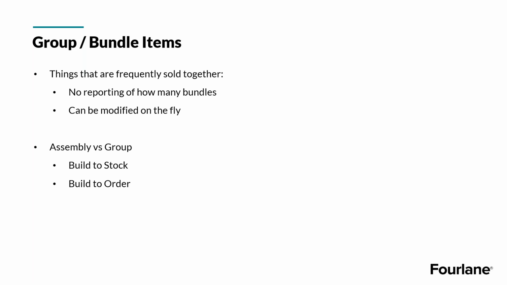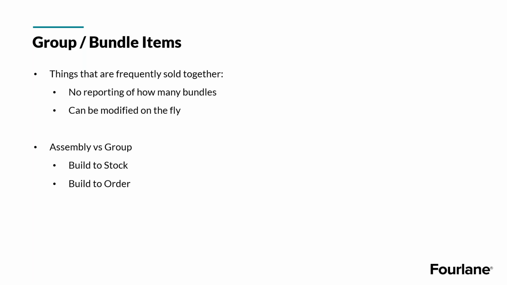Now, when it comes to bundles and groups, they both can be modified on the fly. So we can have a standard set, all the Harry Potter books, but then we can change it on the fly. Oh, well, I don't need the first one because I already have that one. So I can add the group and remove just that first line book. So we can modify them on the fly.